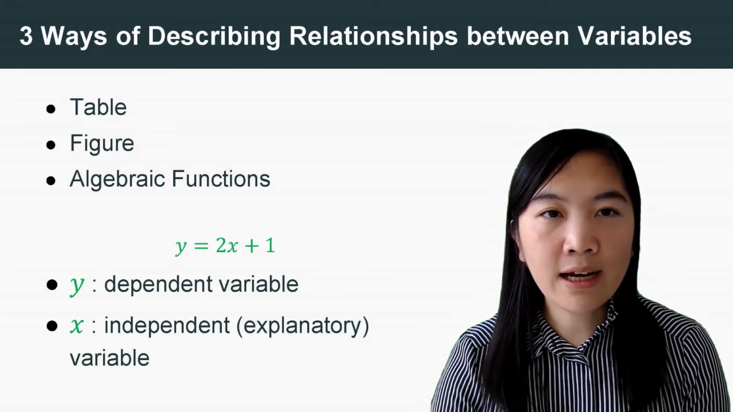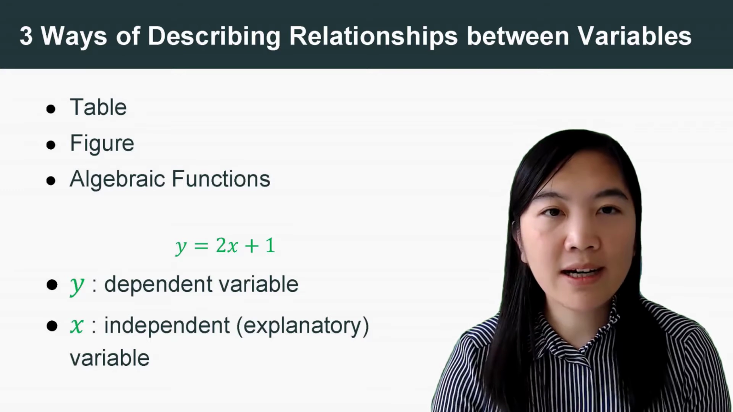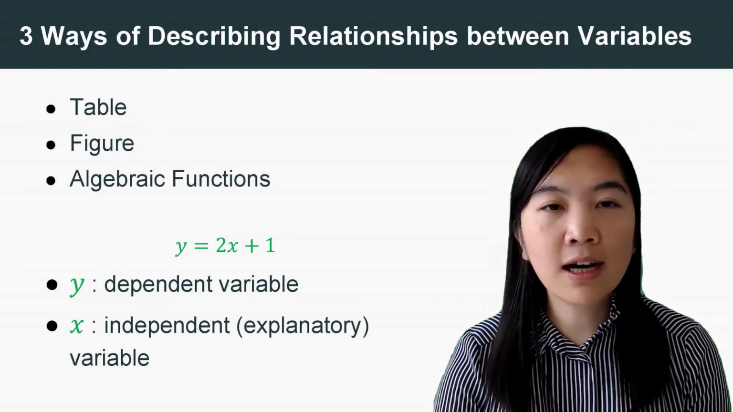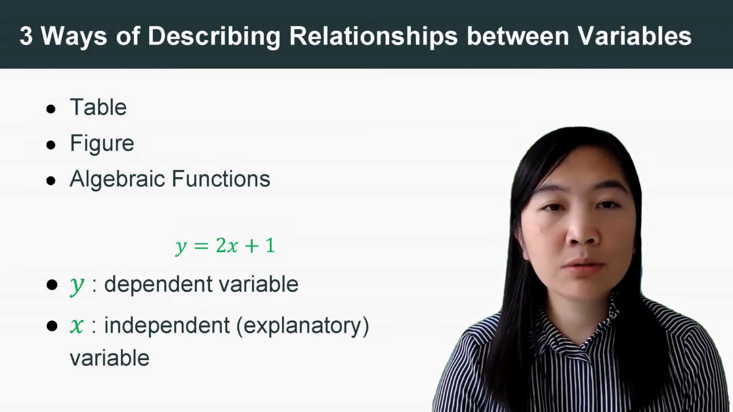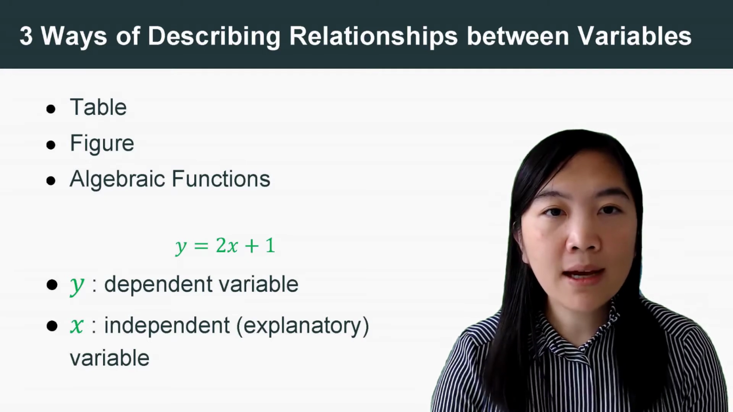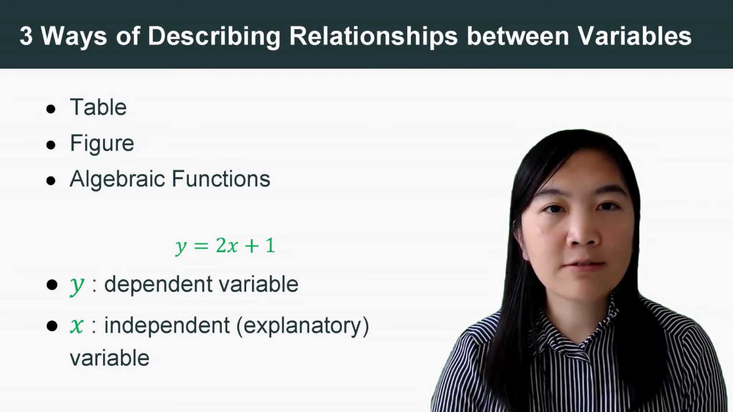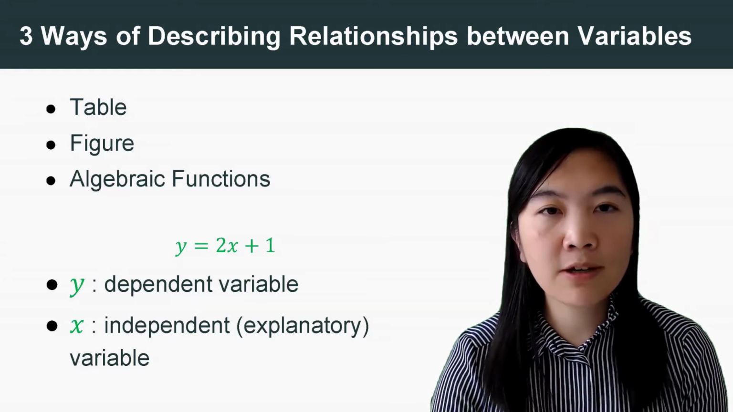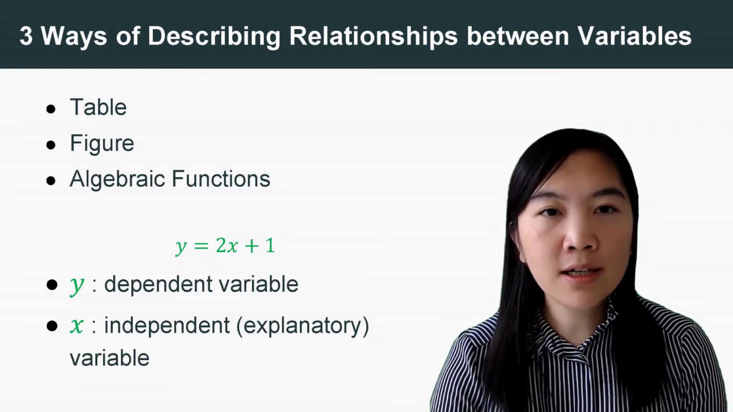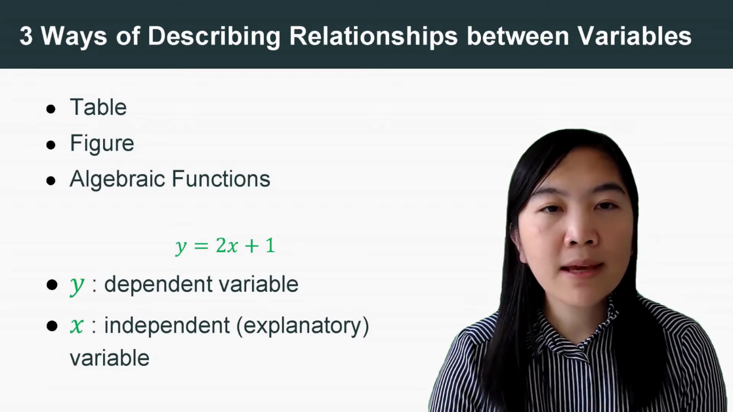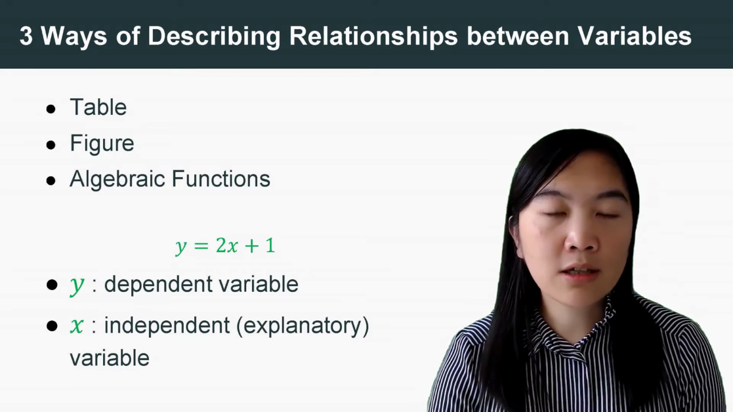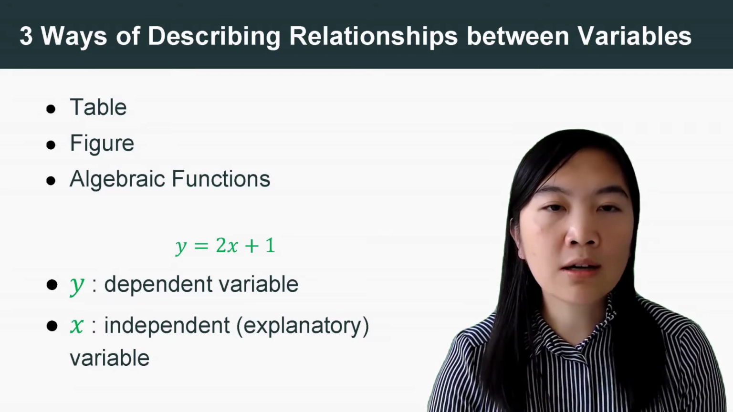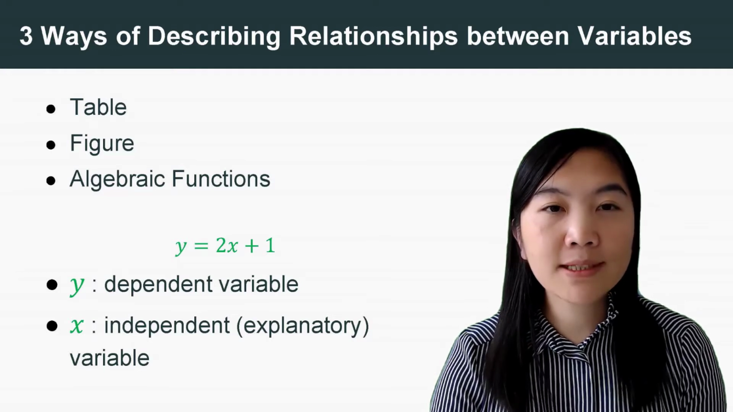First, the algebraic functions. I give an example here, y equal to 2x plus 1. This is a very simple function form. We call it a linear form because when you plot this function, you will get a straight line. Later on in this course, we will see more complicated function forms.